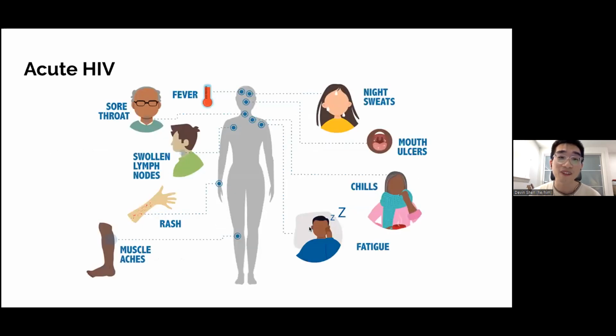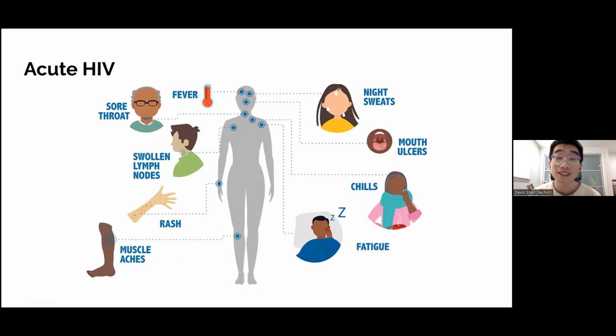So for acute HIV, the signs and symptoms include constitutional symptoms like fevers, night sweats, chills, and fatigue, and also some general non-specific symptoms like lymphadenopathy, mouth ulcers, rash, and muscle aches. In all, it just looks like any other viral infection.